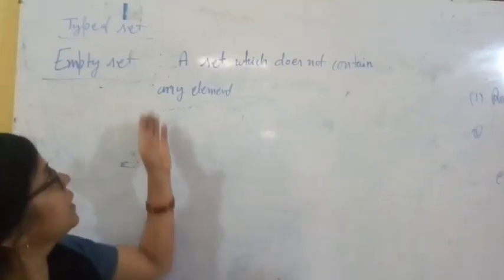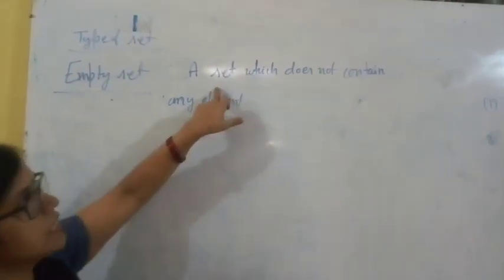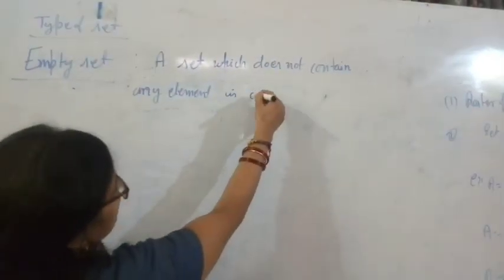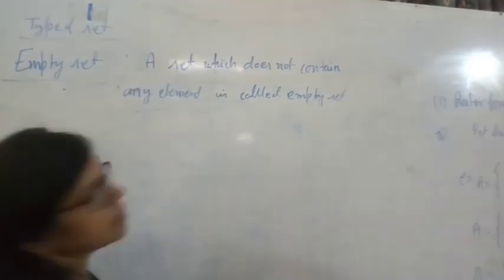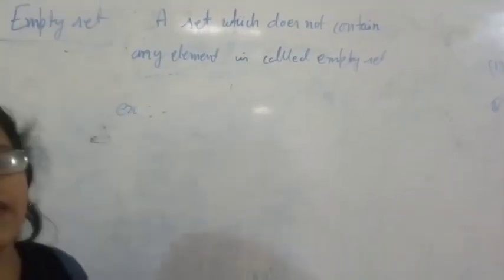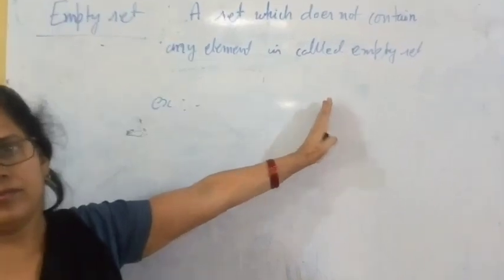I am explaining types of sets. First is the empty set. What is an empty set? A set which does not contain any element is called an empty set. For example, what is an example of an empty set? See here. Empty set means no element in the set.